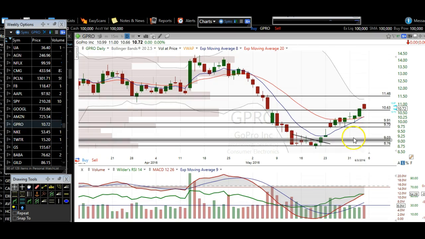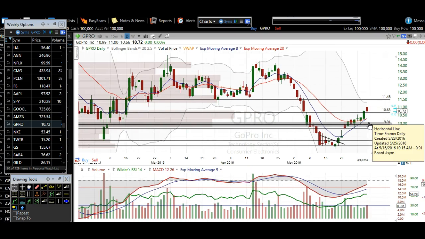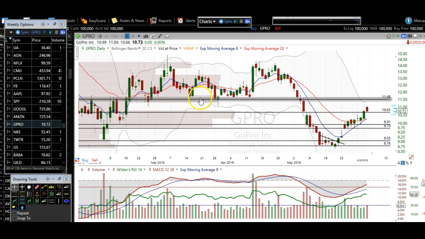GoPro, simple levels here. We've got support at about 10.60 from the highs of these candles that we broke over, as well as the low of Friday's trading session right here. And then we've got a little bit of support below at about 9.90. And then we've got the big resistance up here at about 11.40. I'm sorry, about 11.50.